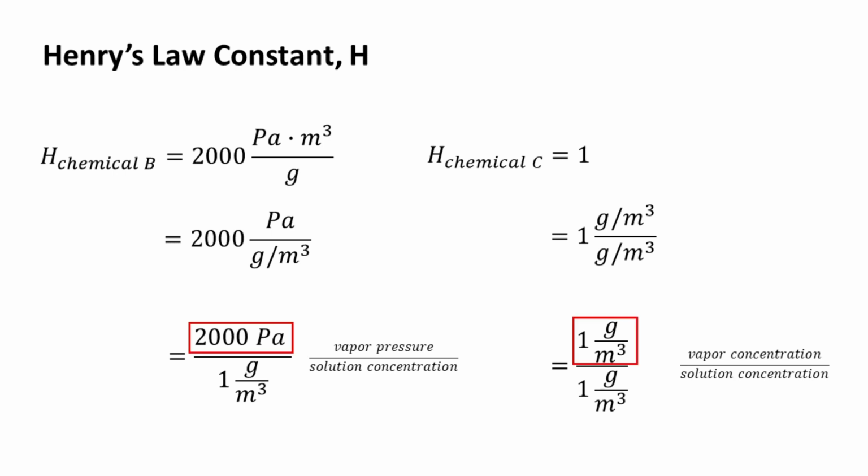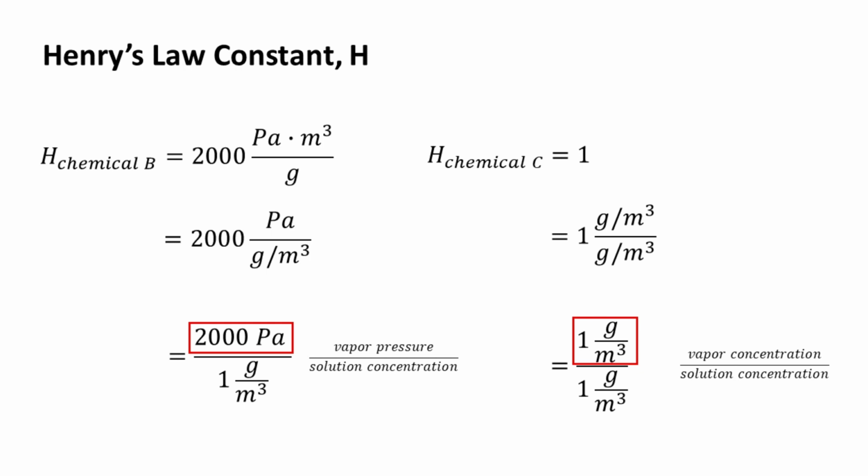The Henry's law constant of chemical B could be perceived as, if we prepare a solution of chemical B with a concentration of 1 gram per cubic meter, then the vapor pressure of chemical B in the gas phase at equilibrium would be measured as 2000 Pascal. The Henry's law constant of chemical C could be explained as, if we prepare a solution of chemical C with a concentration of 1 gram per cubic meter, then the vapor concentration of chemical C in the gas phase at equilibrium would be measured as 1 gram per cubic meter.